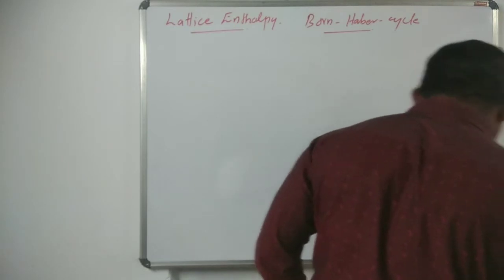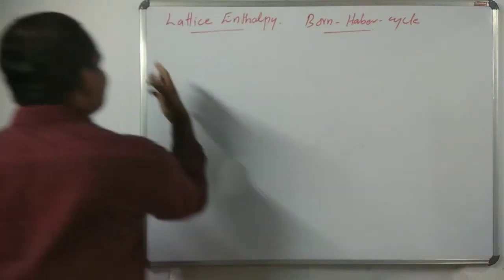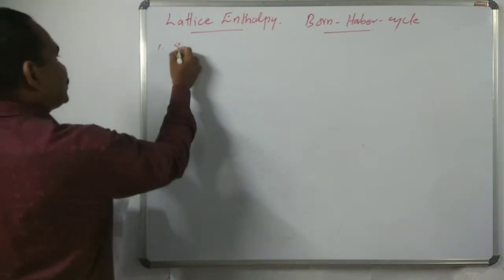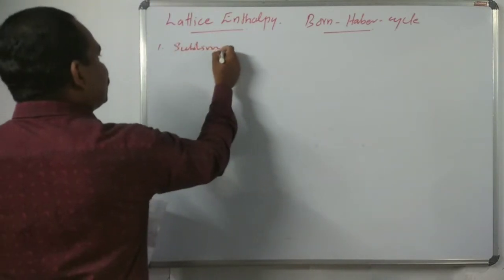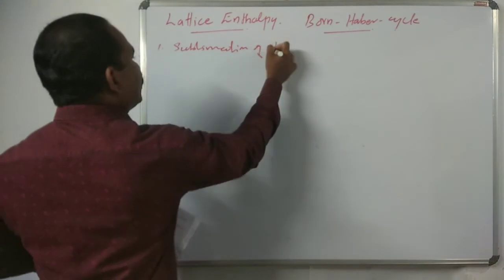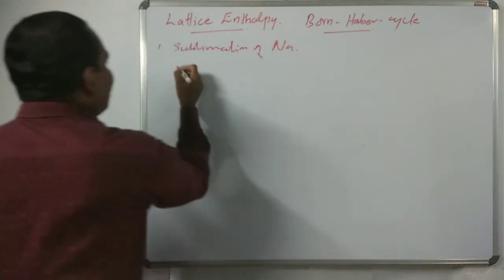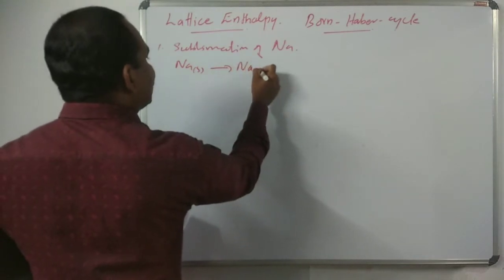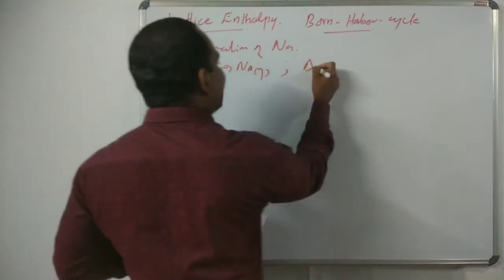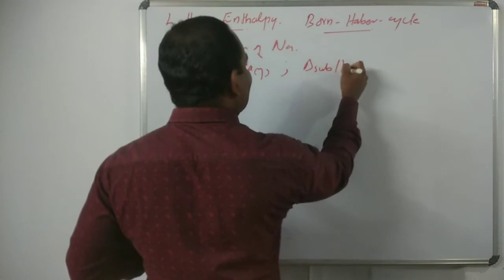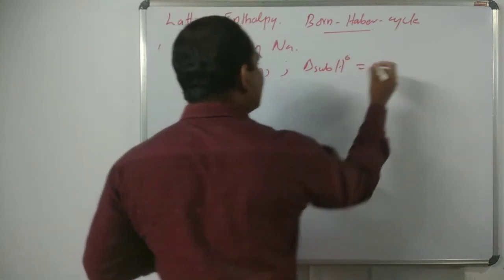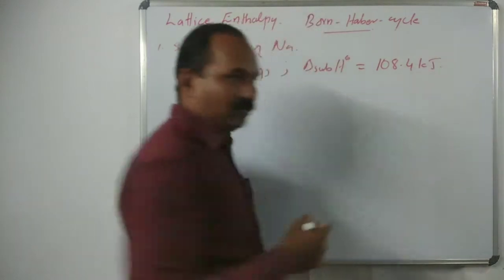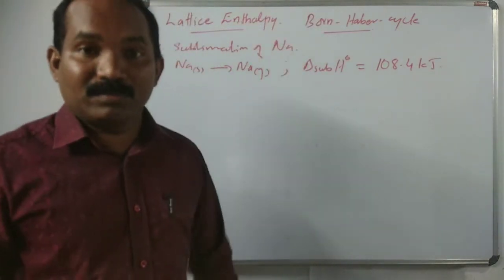What is the first step? The first step is sublimation of sodium. Let's write Na solid gives Na gas. The sublimation enthalpy is equal to 108.4 kilojoule.